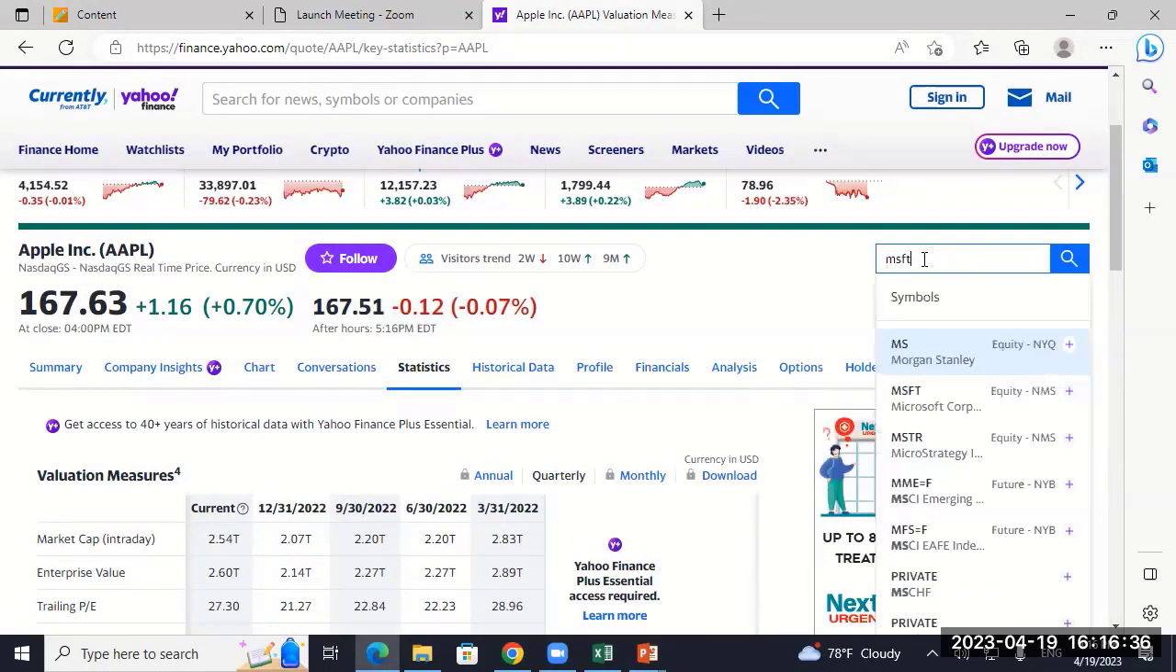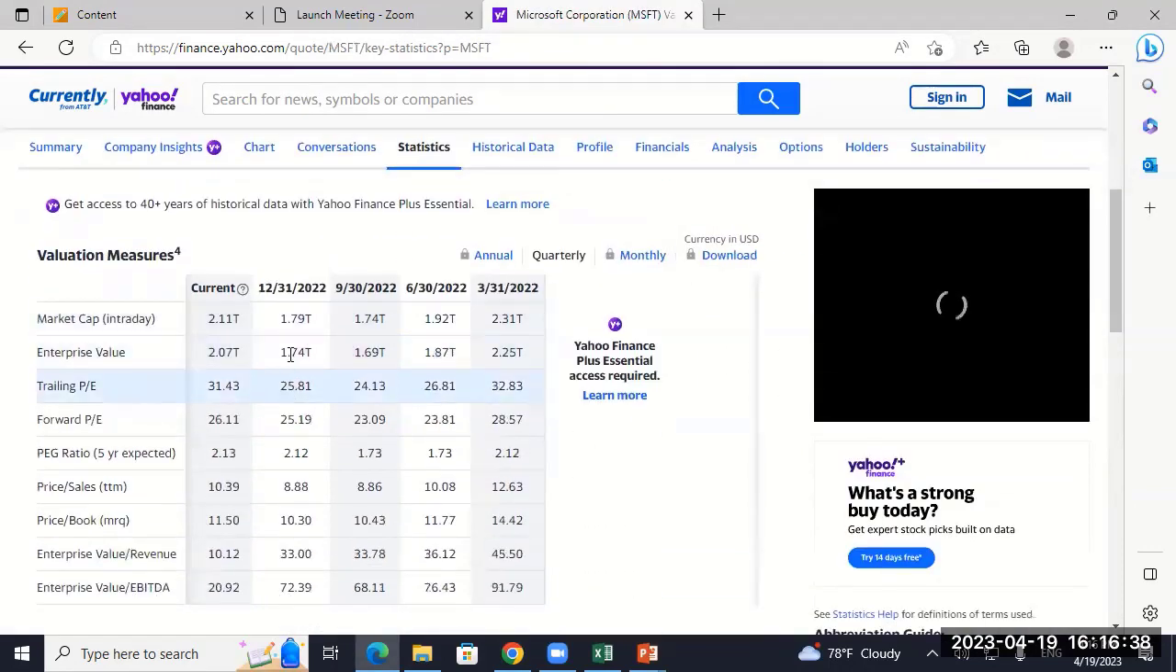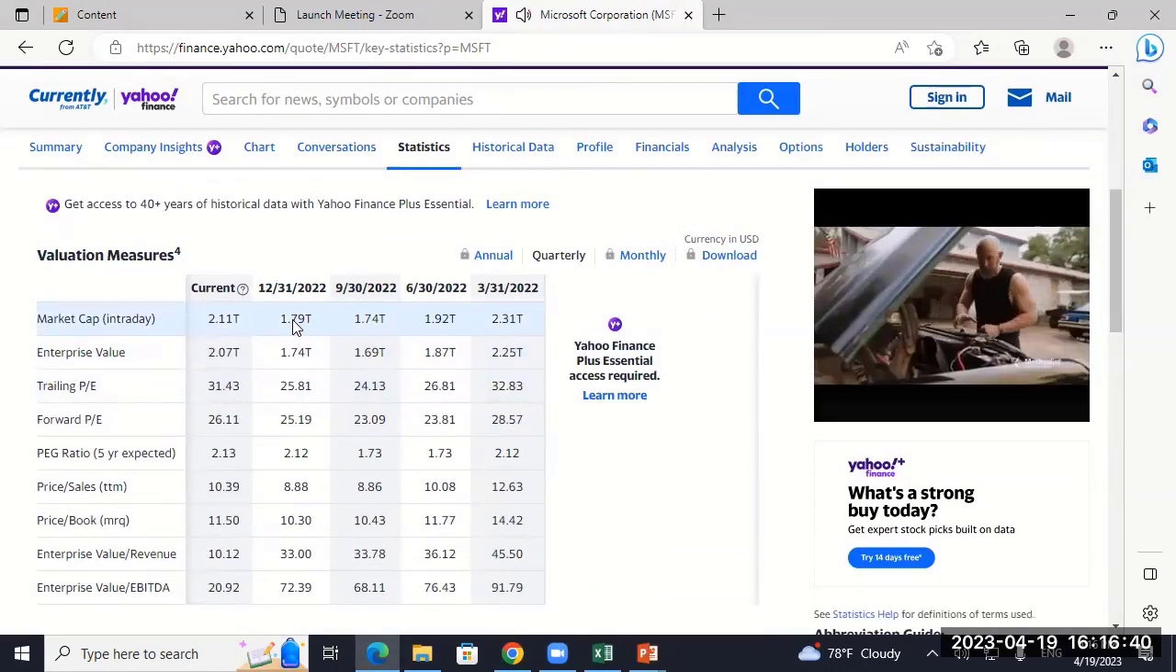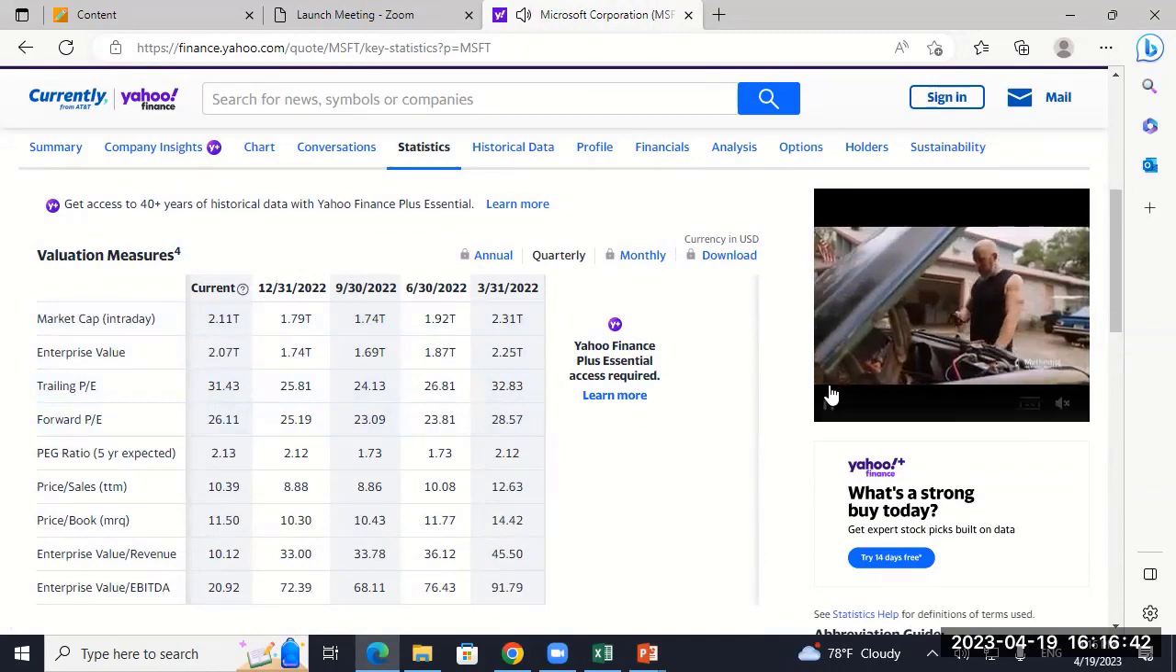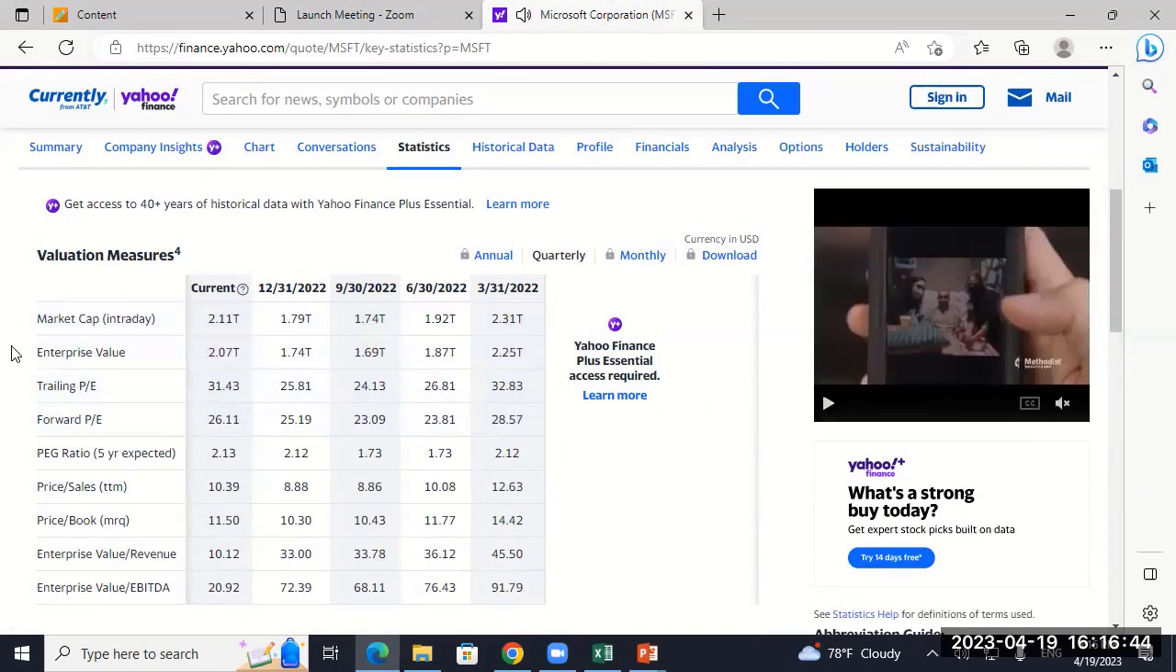Microsoft might work. So Microsoft, their market cap is higher than their enterprise value. So they do have some debt, but they have more cash than debt. Why would someone have $1 million in debt when they have $1.3 million in cash?